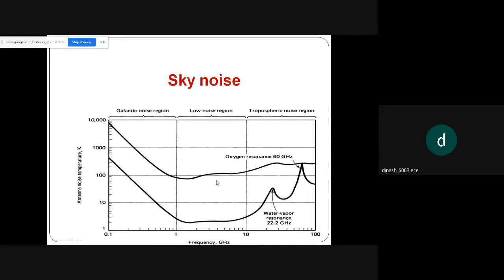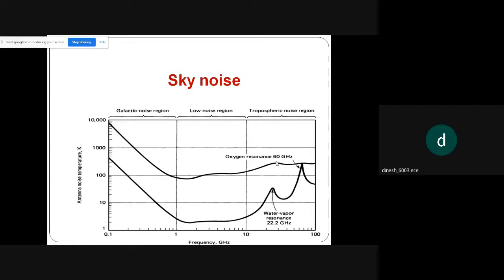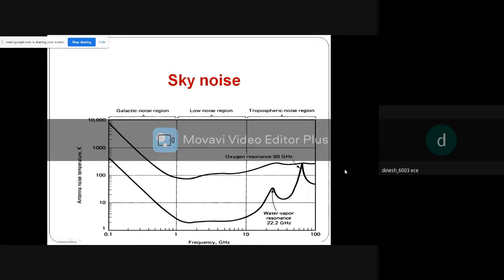As the frequency goes between 1 gigahertz and 10 gigahertz, the noise temperature is lowered. You can see that the noise temperature is lowering. From 10 gigahertz to 100 gigahertz, the noise temperature increases again. So it is Gaussian curve in nature. And at some points it increases, both at oxygen resonance as well as water vapor resonance.